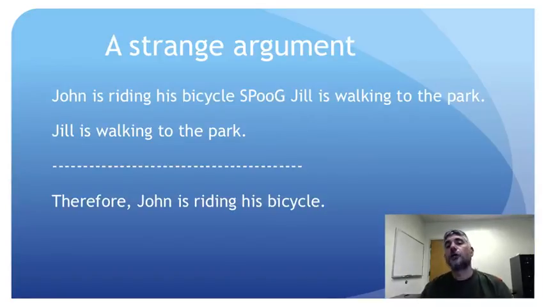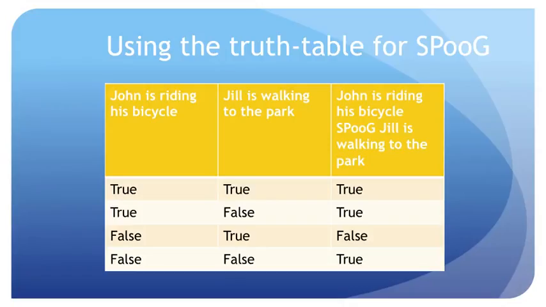Well, you can use the truth table for spoog to figure out whether the argument is valid or invalid, and also to see why. So, let's consider how the truth table would go. This is the truth table again for spoog applied to the case that we're considering. Premise 1 tells us that John is riding his bicycle spoog Jill is walking to the park. So, if premise 1 is true, then we're either in this scenario, or in this scenario. Premise 2 tells us that Jill is walking to the park. So, if premise 2 is true, then we're either in this scenario or in this scenario.